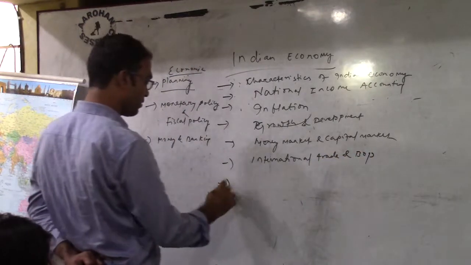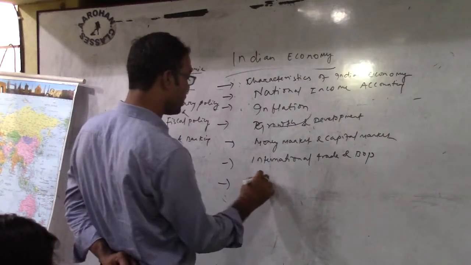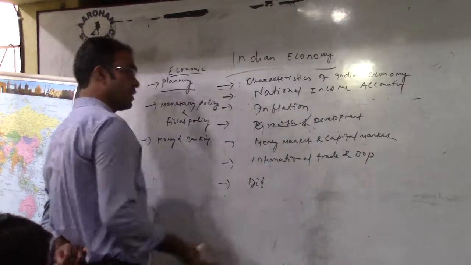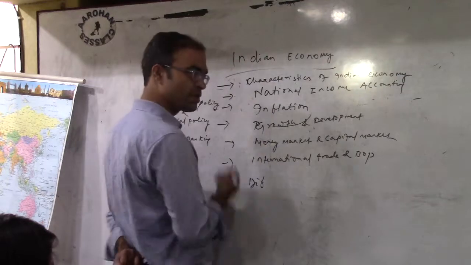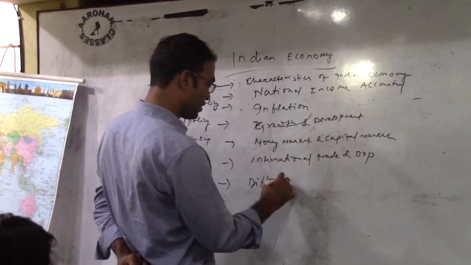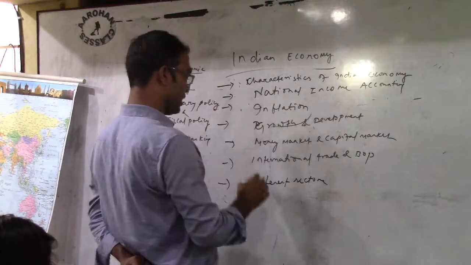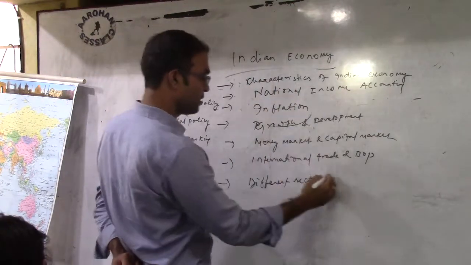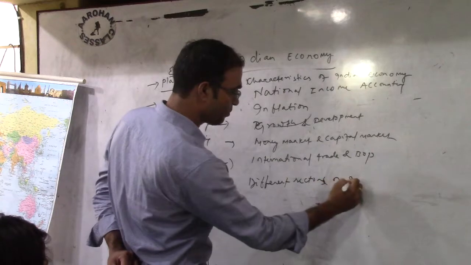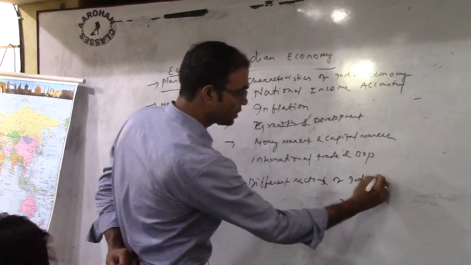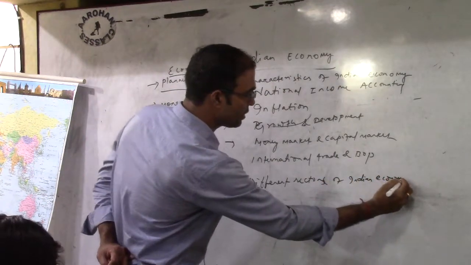Then you have to study different sectors of the economy. Not necessarily in order. We may follow any topic which comes, but these are topics, different sectors of economy. Basically, this will be dealt after these characteristics and these different sectors of Indian economy. Means agriculture, industry, what are there?